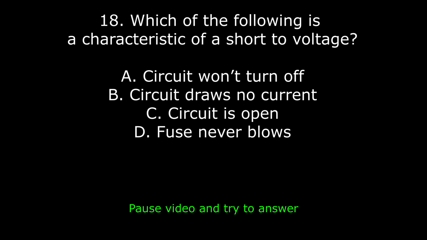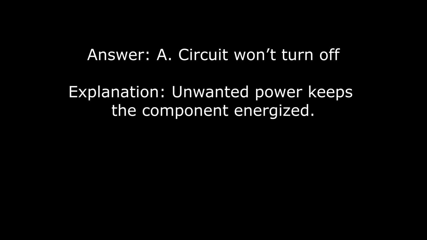18. Which of the following is a characteristic of a short to voltage? A. Circuit won't turn off. B. Circuit draws no current. C. Circuit is open. D. Fuse never blows. Answer: A. Circuit won't turn off. Explanation: unwanted power keeps the component energized.